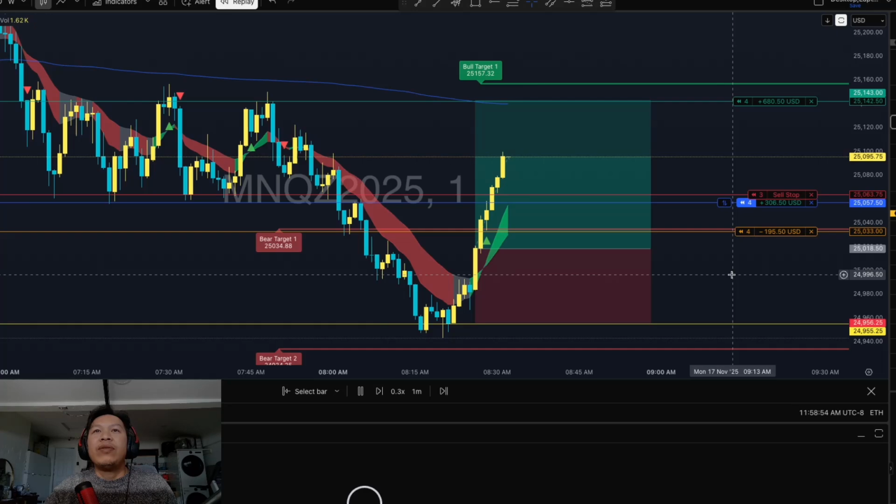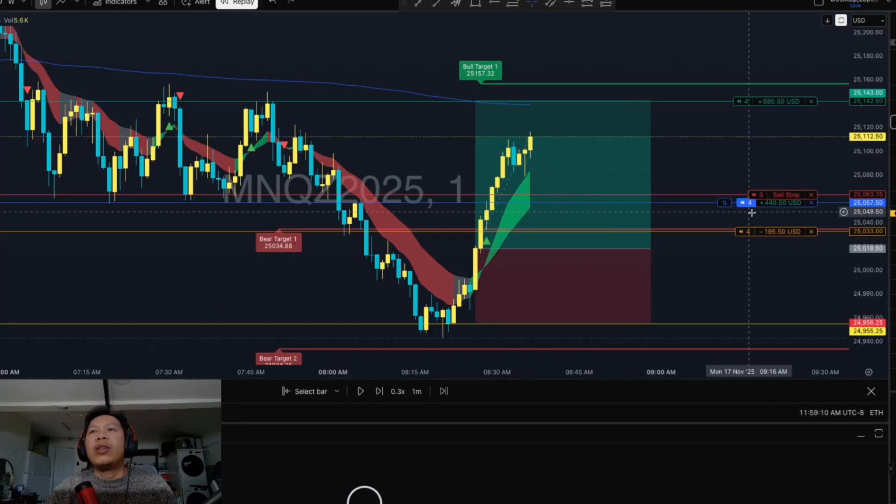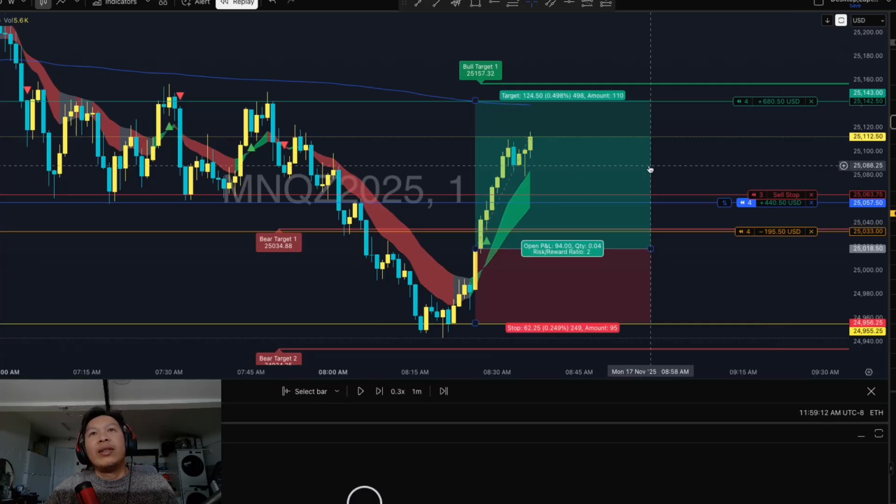See what price action does for us. Okay, keep trending up again. Come back down. We haven't stopped yet, right? So still looking good. Still looking good. Okay, at this point, you're like, okay, I'm up $440 now.